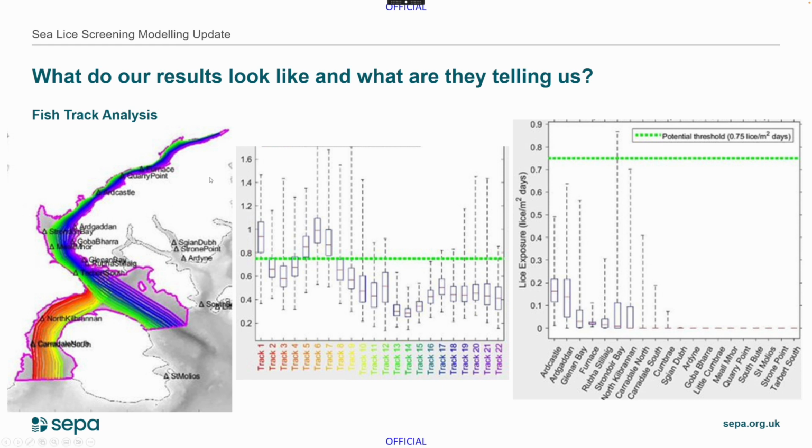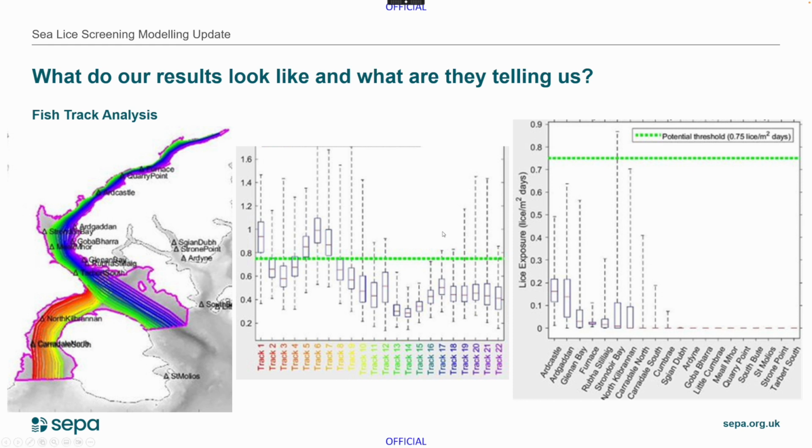So we can see that different pathways give different results, different levels of exposure on the fish. As the virtual fish are moving through the system, they are accumulating lice to give an overall lice per meter squared over a number of days.